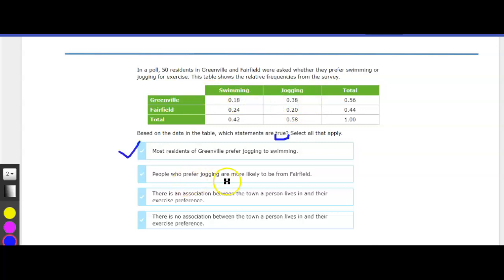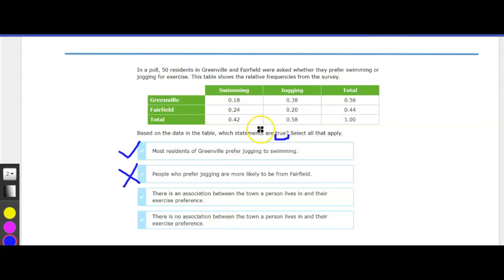People who prefer jogging are more likely to be from Fairfield. Fairfield people were 20%, Greenville people were 38%, so no, I think more people from Greenville prefer jogging. So that's a no.